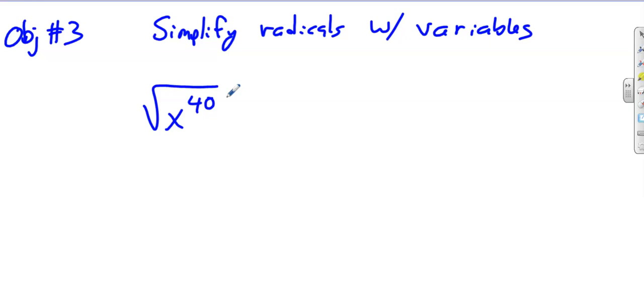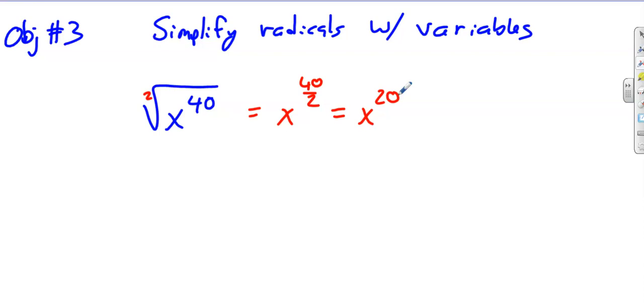Okay. Alright, so if you remember from last time, if you were doing just the variable, the index here was 2. We said the shortcut is that if you took this thing and rewrote it in exponent form, you would just divide these two numbers. So that's x to the 40 divided by 2. Well, 40 divided by 2 is 20. So we talked about rewriting it that way last time.